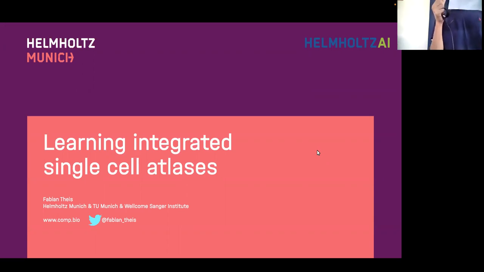His Nature Reviews Genetics paper titled Deep Learning: A New Computational Modeling Technique for Genomics in 2019, and the recent perspective on machine learning for perturbation single cell omics published in Cell Systems in 2021, provide an in-depth view of the state-of-the-art field and challenges to be addressed in the years ahead. So without further ado, please join me. Welcome to Dr. Theis for his wonderful talk. I really look forward to it. Thank you very much.